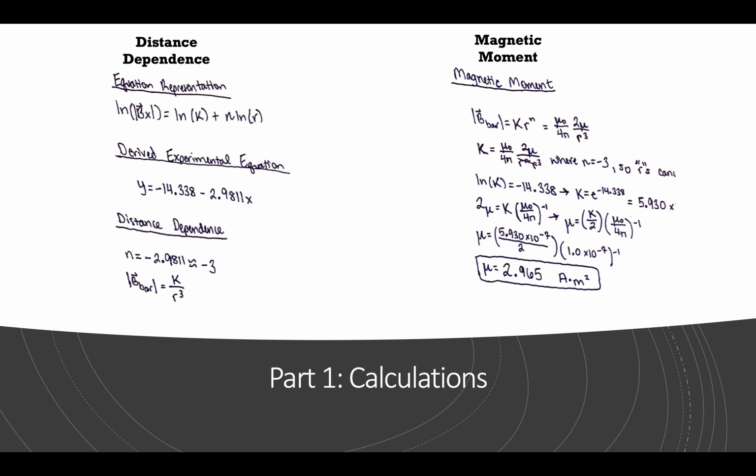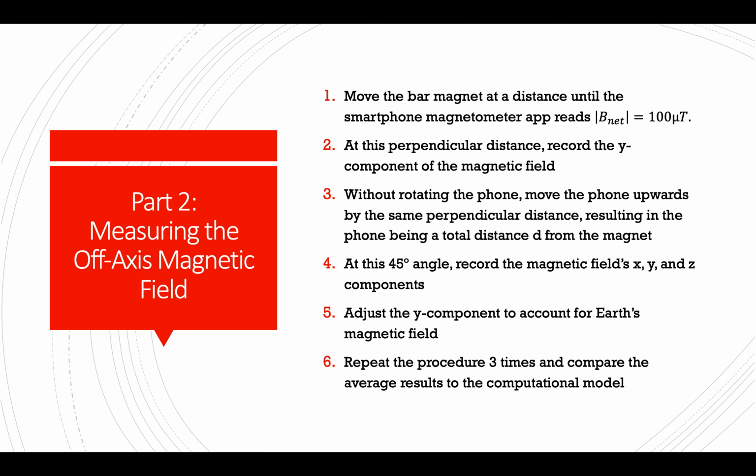Then, the magnetic moment can be calculated by setting the distance-dependent equation equal to a modified Biot-Savart equation. The value of k can be calculated by raising e to the value of natural log of k from the graph. The magnetic moment can be solved for, which was found to be 2.965 amps times meter squared.